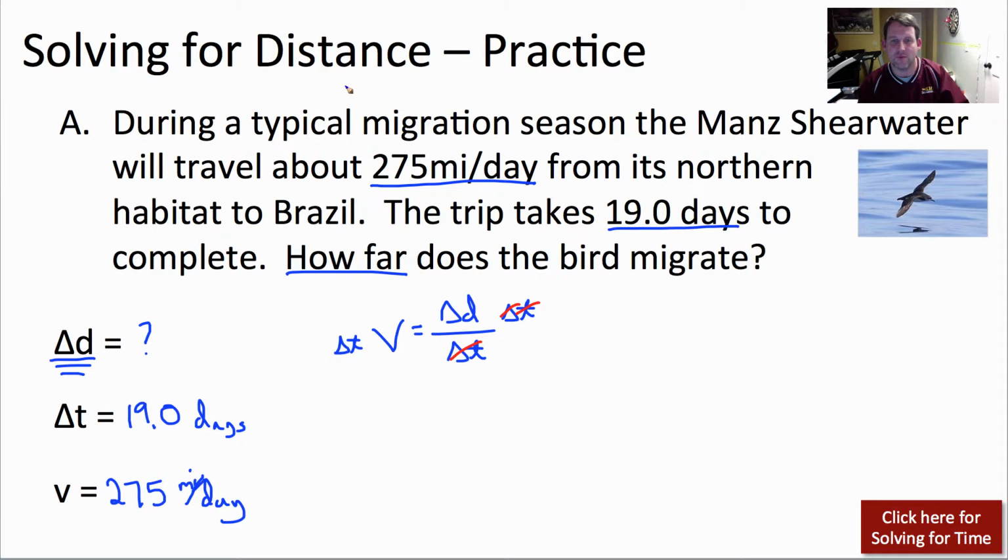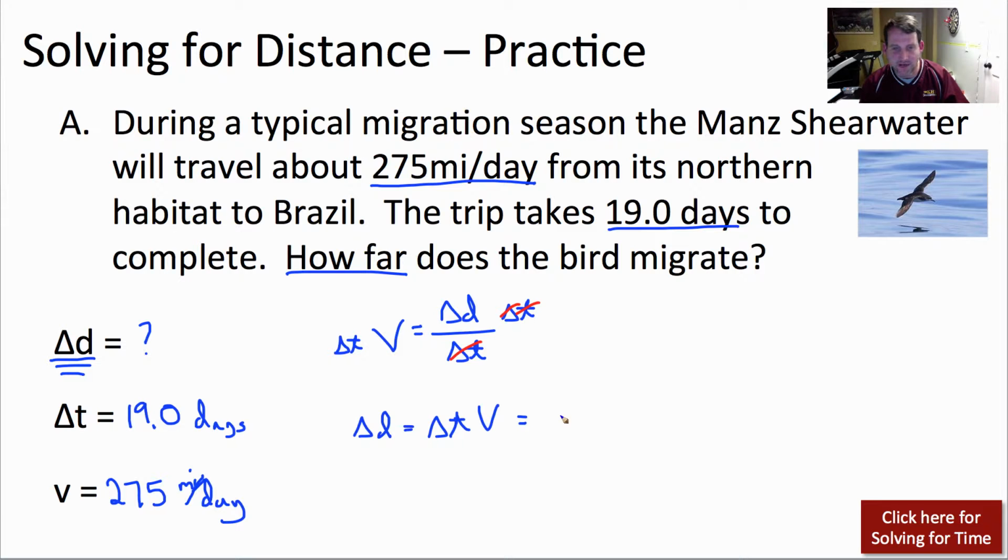I'm going to rewrite this equation, and I'm going to move the changes to the left side because I like it that way. So change in distance is equal to the change in time times the velocity. Now that we've solved for distance here, we can plug in the rest of the numbers and find the answer.